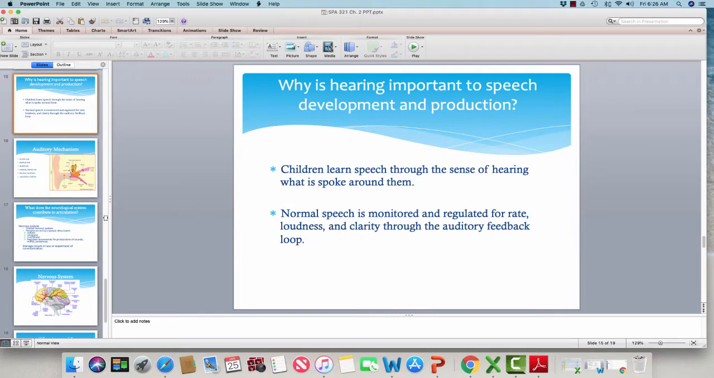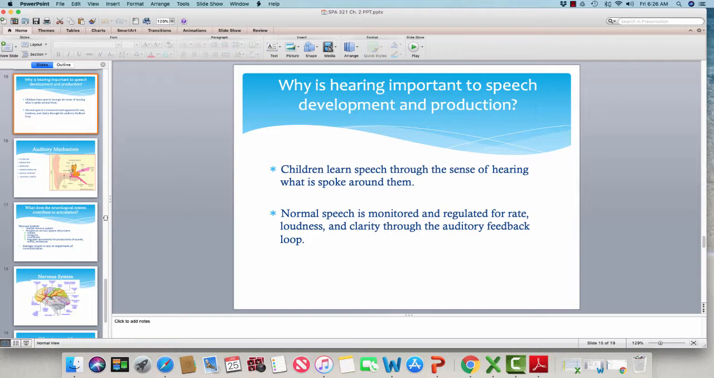So, hearing, auditory system. Why is hearing important to speech? Of course, children learn speech through the sense of hearing what is spoken around them. And normal speech is monitored and regulated for rate, loudness, and clarity through the auditory feedback loop. So sound must enter in, and we must be able to hear to learn to speak.